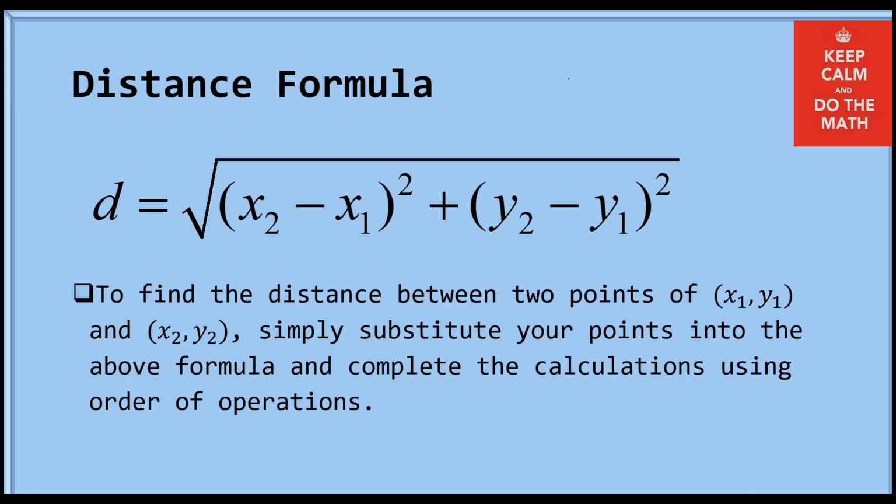This video is designed to help you understand the distance formula and how to use it. The distance formula is basically d for distance equals the square root of (x2 minus x1) quantity squared plus (y2 minus y1) quantity squared. So to find the distance between two points (x1, y1) and (x2, y2), we would simply substitute our points into the above formula and complete the calculations using order of operations.